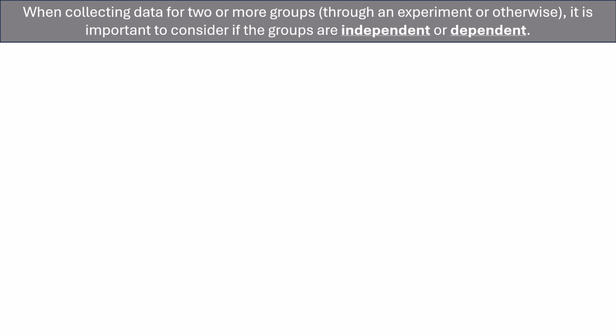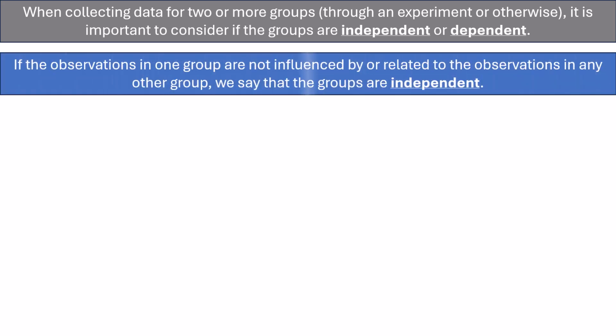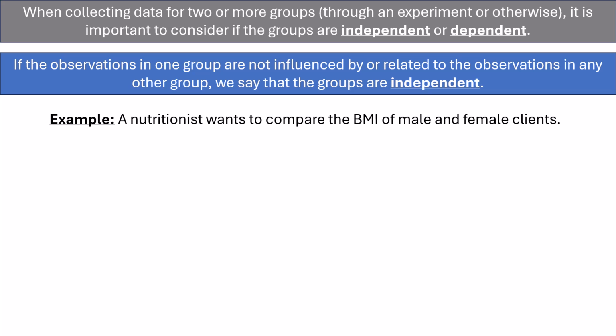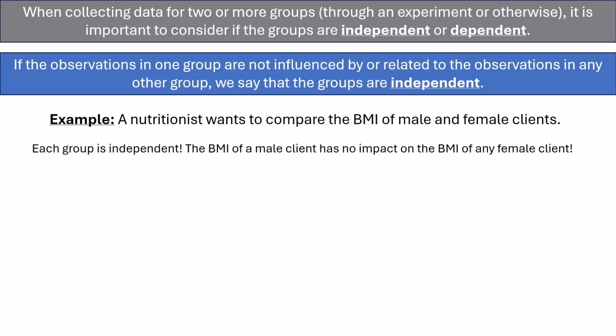When collecting data for two or more groups through an experiment or otherwise, it's important to consider if the groups are independent or dependent. If the observations in one group are not influenced by or related to the observations in any other group, we say that the groups are independent. For example, a nutritionist wants to compare the BMI of male and female clients. Each group is independent. The BMI of a male client has no impact on the BMI of any female client.